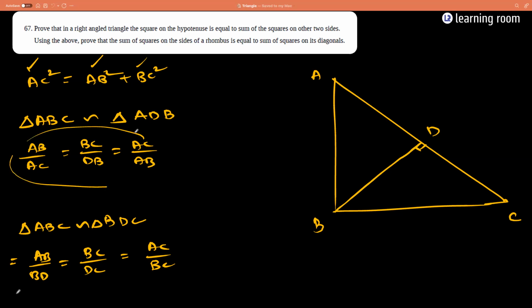Look at this. So if we take AB by BD and AC by BC here. Sorry, no, sorry.